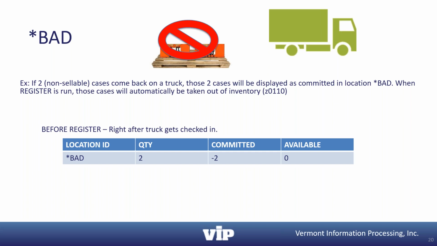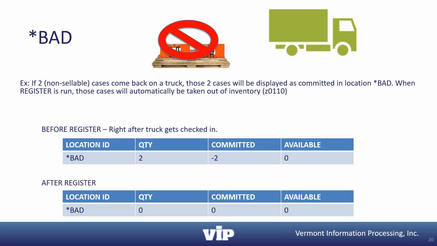So before register, this is what our system is going to look like, just like the Star Good. But after register, if we have the system set up to do this, we can actually have the Star Bad location cleared out, and anything that comes checked in as not available for sale can actually go right into the breakage bucket as we select it.